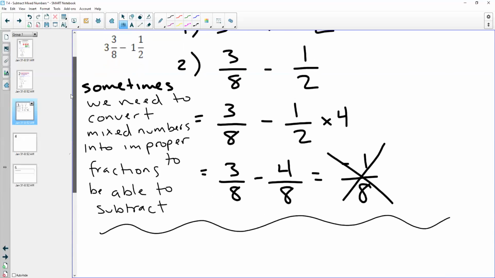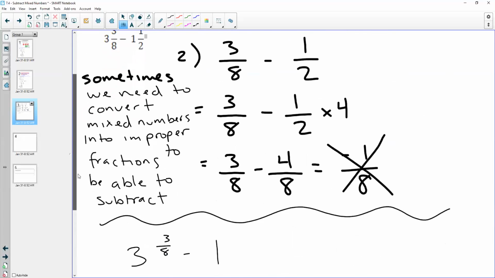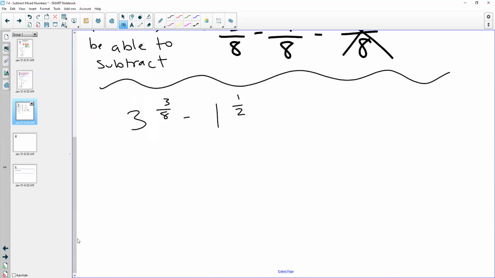So we had 3 3/8. Subtract 1 1/2, right? So if I wanted to convert these into improper fractions, remember, in an improper fraction the numerator is larger than the denominator. Okay, so if we have 3 wholes here, that means we have 3 groups of 8 plus whatever is on top, the numerator.